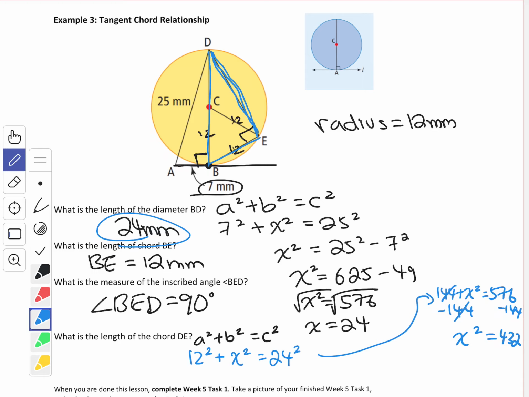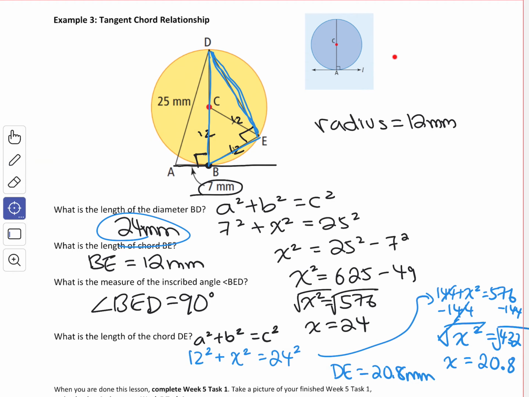X squared is equal to 432. Last thing we need to do is square root both sides. X is equal to 20.8, to the nearest tenth. So our final answer for this one is chord DE is equal to 20.8 millimeters. Again, watch out for units because it's not always going to be centimeters.